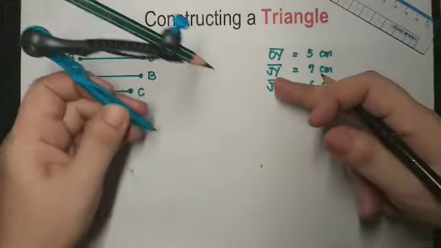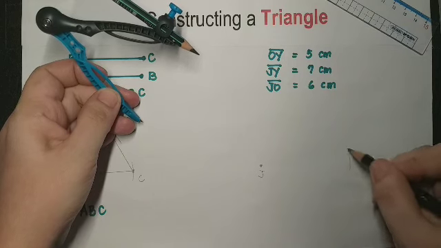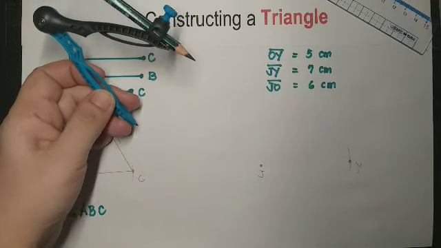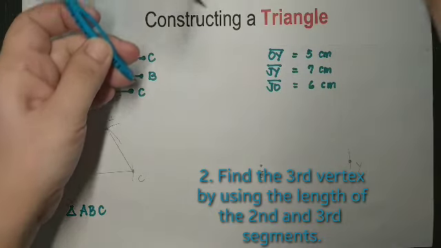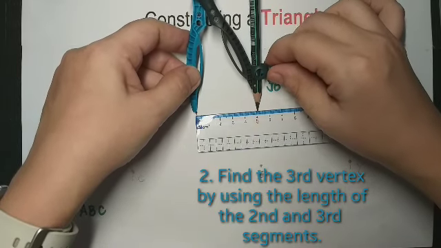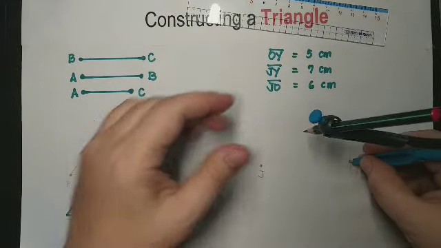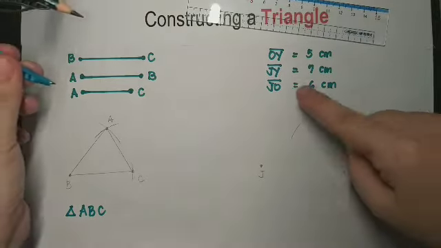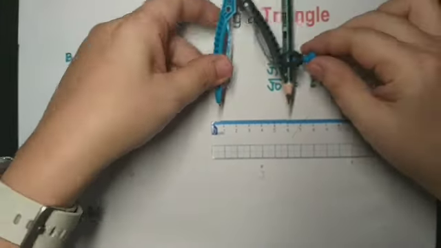Again, we are making the segment JY. So we know that this point is point J, and this point, anywhere on this arc, is point Y. Let's name this point Y. And now let's find the third vertex by using the segment OY first, which is 5 centimeters. So let's adjust our compass to 5 centimeters. To create OY, we use the vertex Y as the center and create an arc over here.